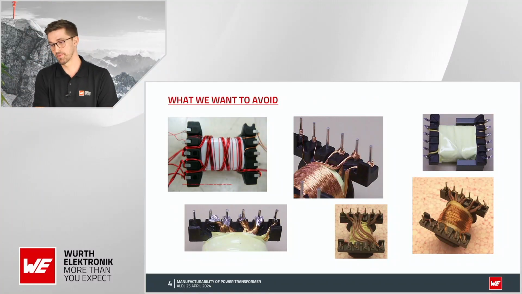Here we can see some examples of the things we want to avoid. Realizing a transformer, a functional transformer, is relatively easy because it simply requires some wire, a magnetic core, and a bobbin. But realizing a reliable transformer, this can be more complicated. For us magnetic designers, manufacturability and reliability are a priority. And in the next slides, we will go through these aspects more in the detail.